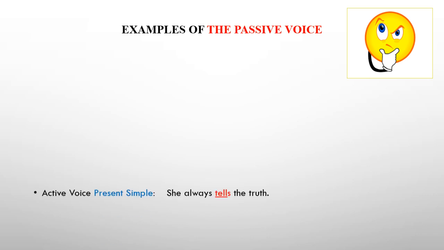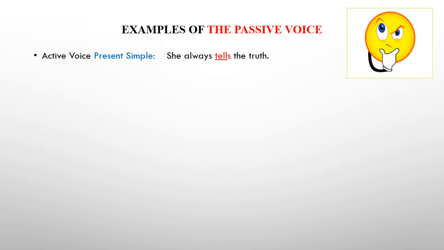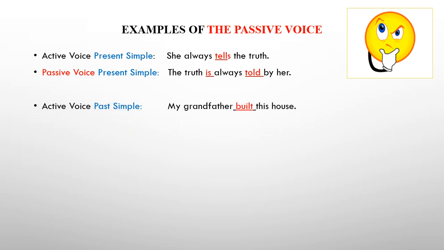Let's do it together. The first sentence is an active voice sentence, and it is in the present simple tense. She always tells the truth. The passive voice of the sentence in the present simple tense: the truth is always told by her. The next sentence is in the past simple tense. My grandfather built this house. The passive voice of this sentence: this house was built by my grandfather.